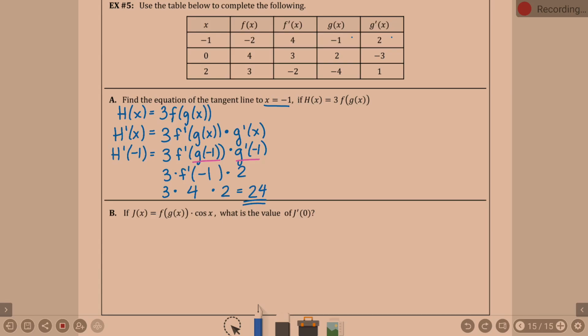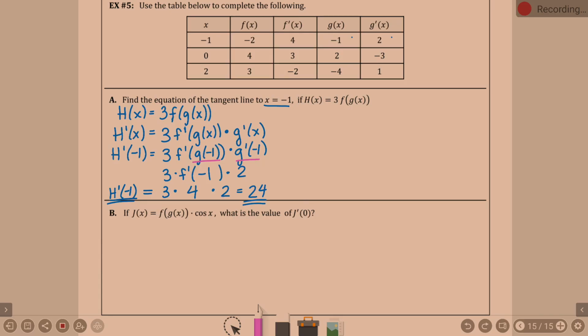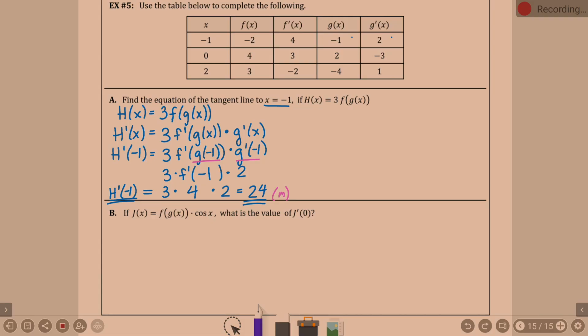And so what is this 24 here? This was h prime of negative 1 technically, yes. Which is also going to be my, what's it going to be in the equation of the tangent line? Slope. It's going to be your slope. What else do I need besides the slope? You need a y value.